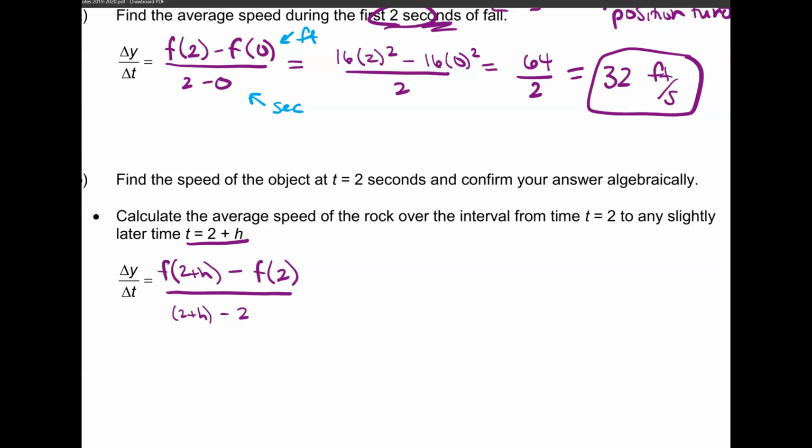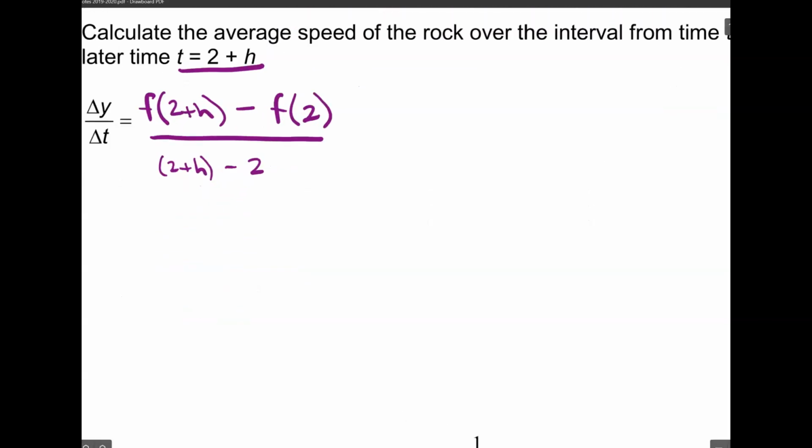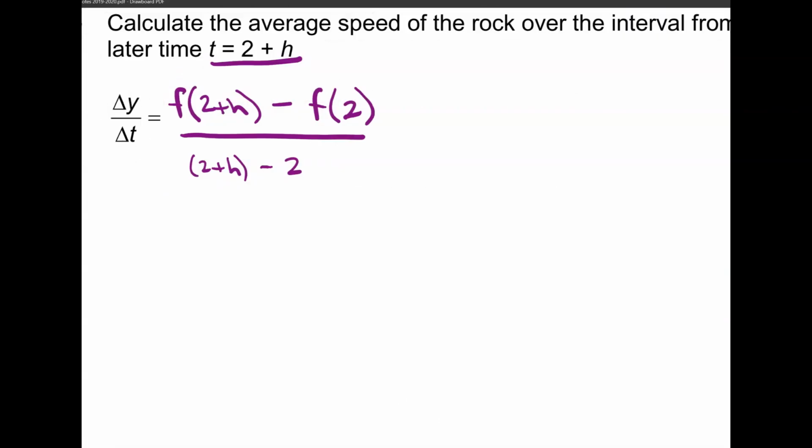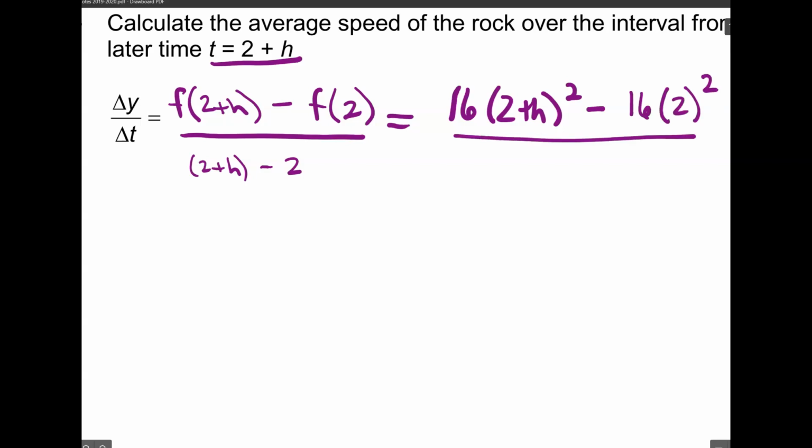Okay, so now here's where the algebra 2 comes into play. I need to plug this into the function. Remember the function we said was y equals 16 times t squared? So I have 16 times (2 plus h) squared minus f of 2, which is 16 times 2 squared, all over 2 plus h minus 2.